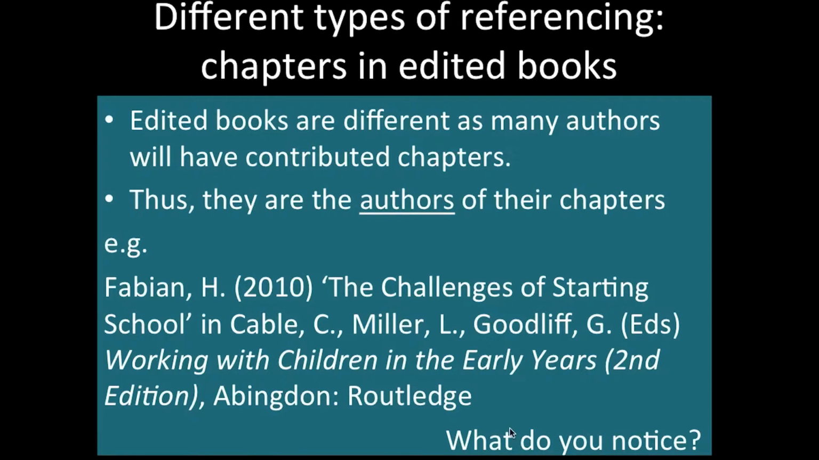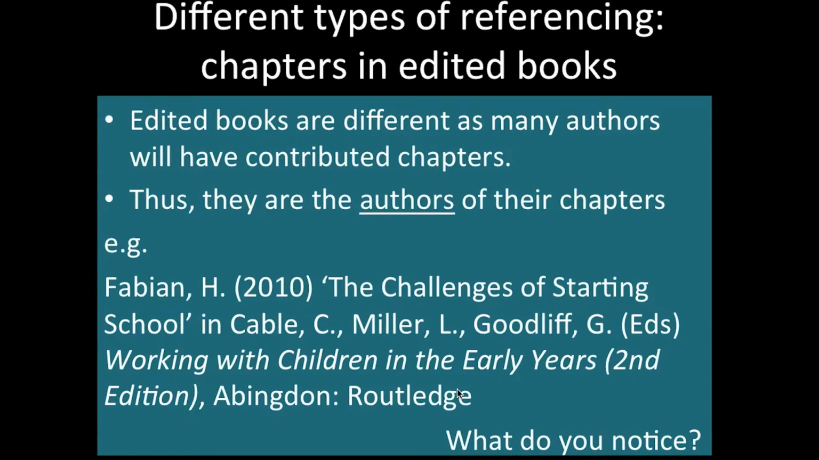So if you have a look at the bottom of this slide here, you'll see that it looks a bit different. It looks a bit more complicated, unfortunately, but when you get used to it, it becomes much, much easier. You'll see that we've got the name of the author's chapter, okay? So the author here is Hilary Fabian. The date of the whole book is the same. So that's still the same principle. But then in inverted commas, you've got the title of the chapter. Then you've got in and the names of all the people who edited the book, eds for short. If there's only one editor, then of course you just say ed. You've got the title of the book that comes next in italics, place and publisher.